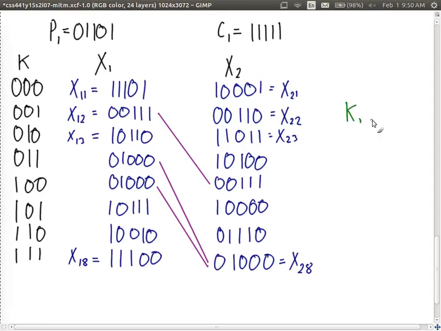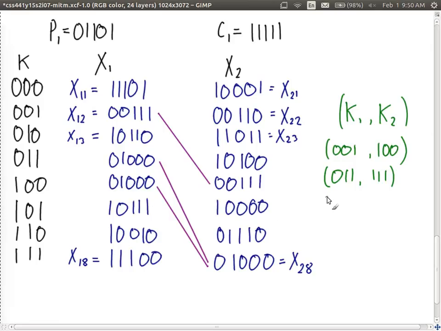We're actually looking for the entire 6 bits, but I'll write it down as a pair of keys, K1, K2, we're trying to find. The first potential values are 001 and 100. But there's other potential values, 011 with 111. And the last one, 100, 111. So the attacker now knows that the keys used by the user are one of those three pairs. We want to know exactly which one. How do we find out?